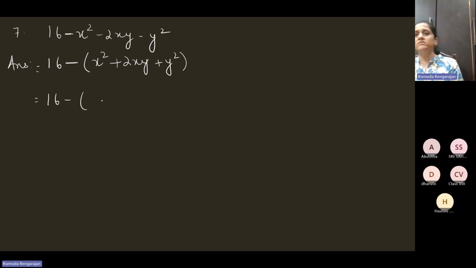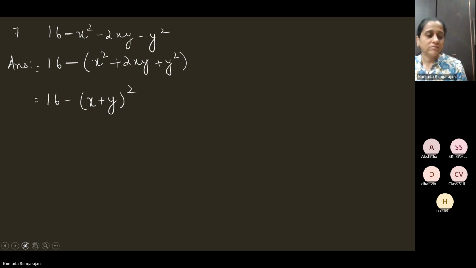What is it, Aditya? What is x squared plus 2xy plus y squared? X plus y the whole square. Because the identity x squared plus 2xy plus y square is x plus y the whole square, like a squared plus 2ab plus b square is a plus b the whole square.